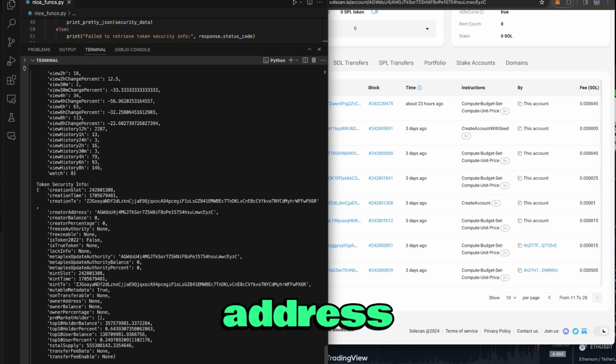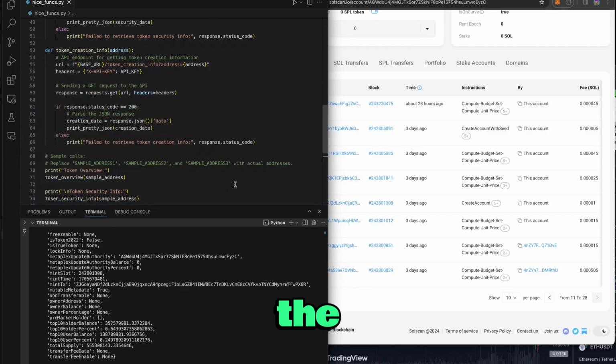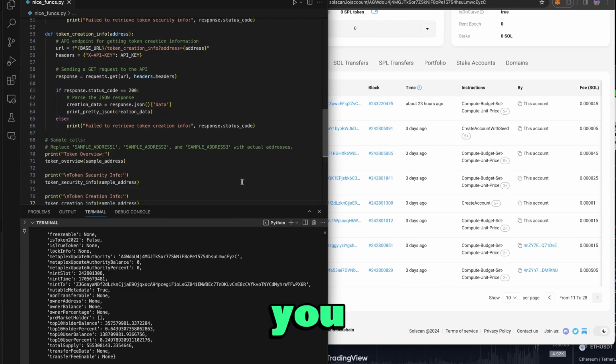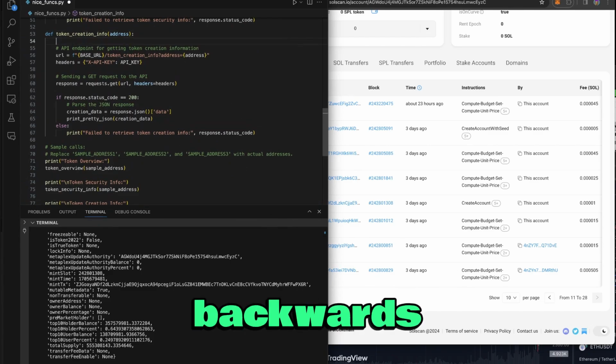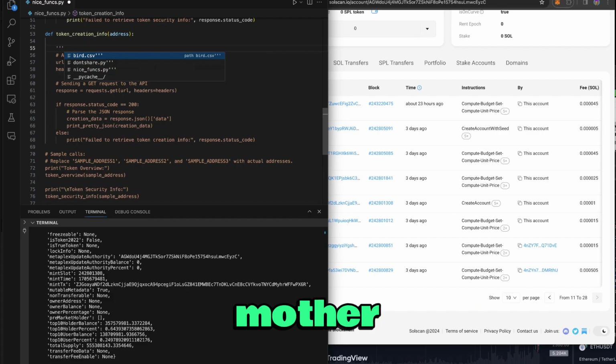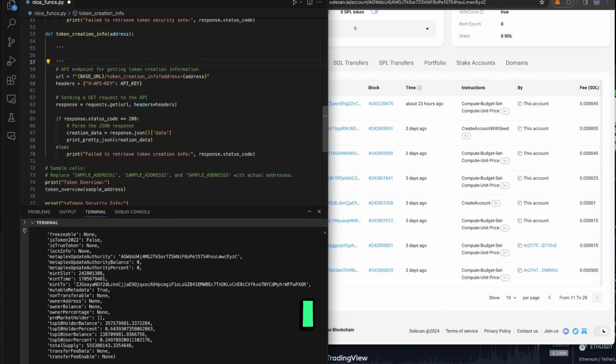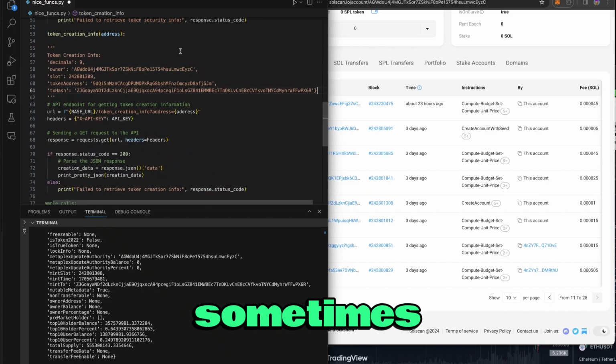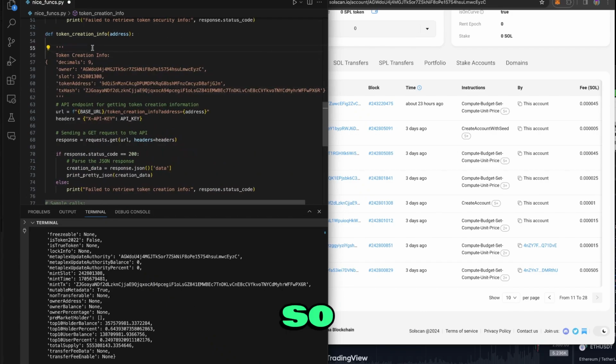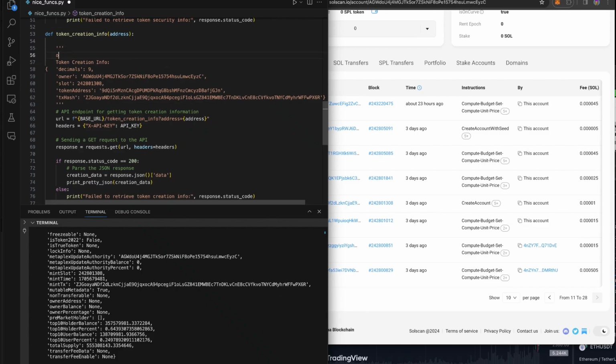Token address, transaction hash. So let's say token creation info, because this is going to be very, very useful in the past. You freaking backwards speaking mother. This is crazy. I speak backwards sometimes. I'm sorry about that. Output.